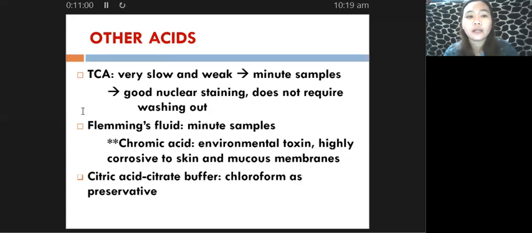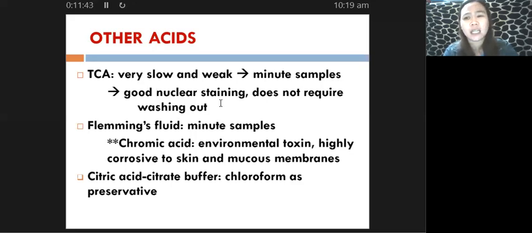Okay. All right. So other acids that you can utilize in the laboratory. So we have your TCA or your trichloroacetic acid. So your trichloroacetic acid, it is considered to be a very slow decalcifying agent, and it is also a weak acid. Since it is very slow in its action, it is utilized only for minute samples. Okay, it is only utilized for minute samples. All right. So the good thing about your trichloroacetic acid is that it provides good nuclear staining and it does not require any washing out.